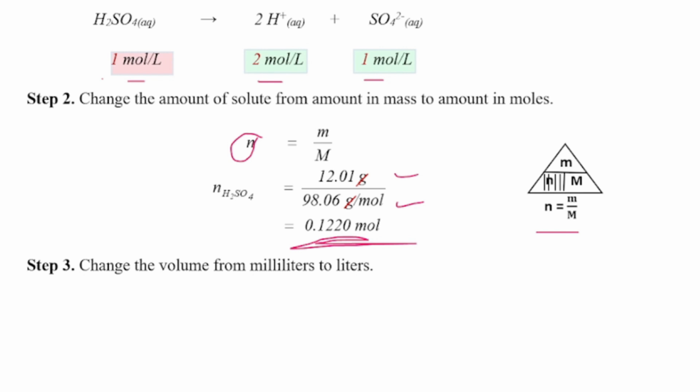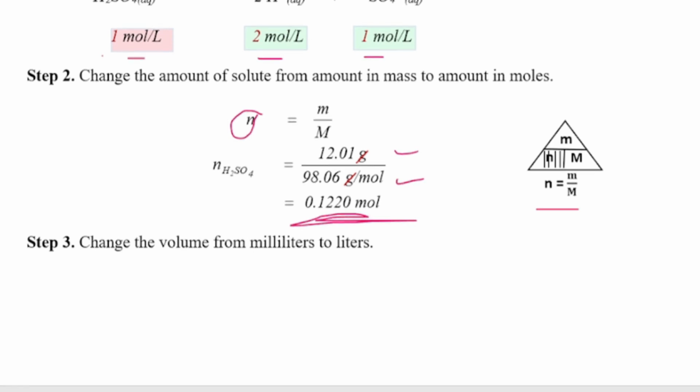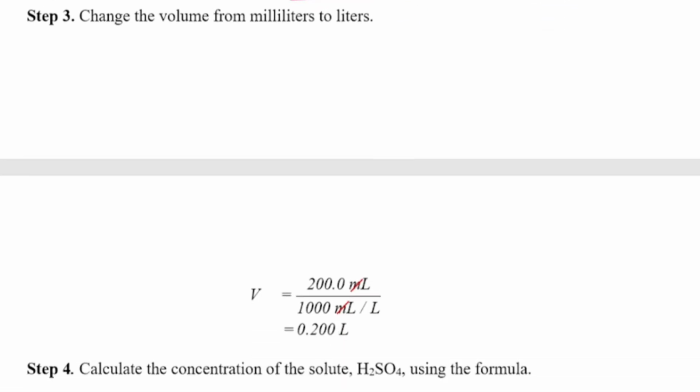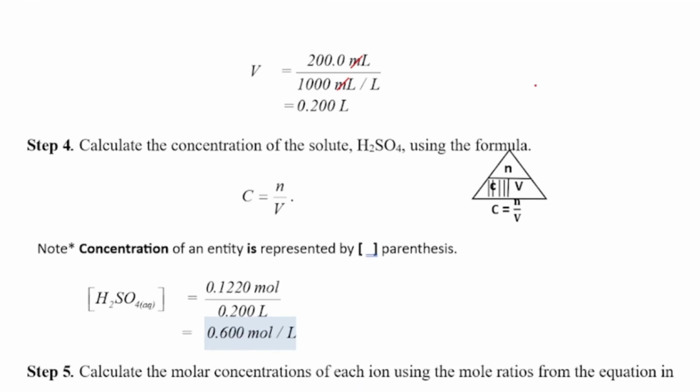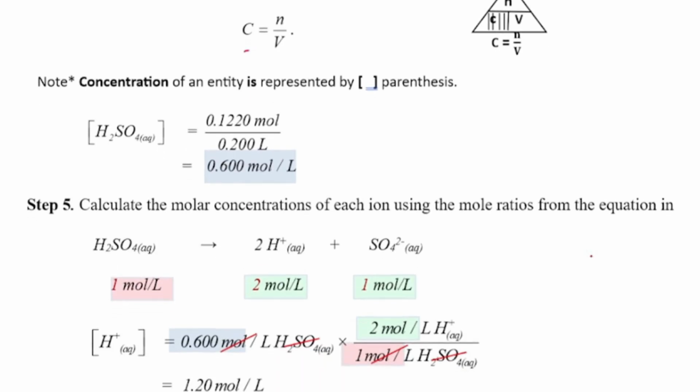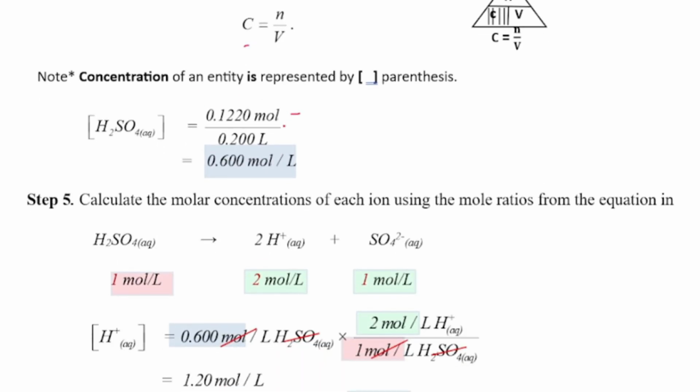So what is the concentration now? Concentration is the number of moles divided by the volume. First of all, you change the volume from milliliters to liters, and that's what you get there. Then C is equal to n over V. n is this, V is that, and you end up with this.